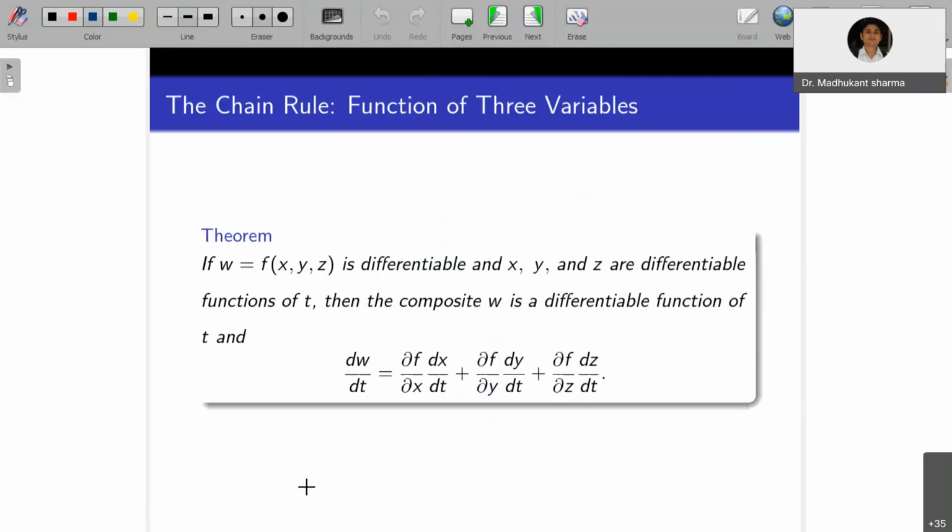For a function of 3 variables, I'm not explaining anything, I'm just going to read this now. It's very understandable. If w is equal to f of x, y, z is differentiable, and x, y, and z are differentiable functions of t, then the composite w is a differentiable function of t. You have increased one more direction, with respect to z, so this additional term will be there.